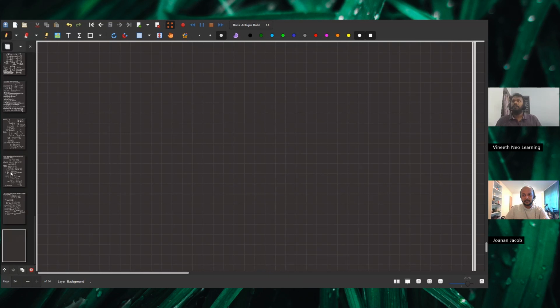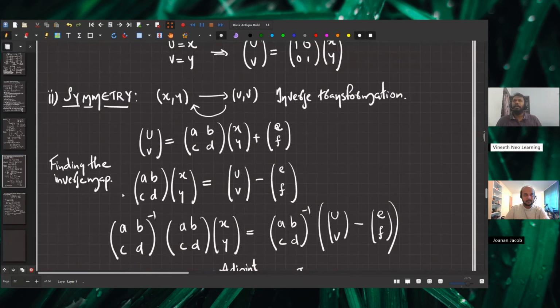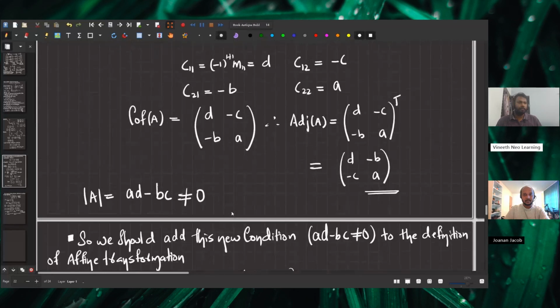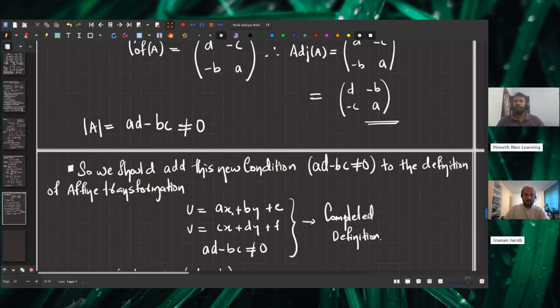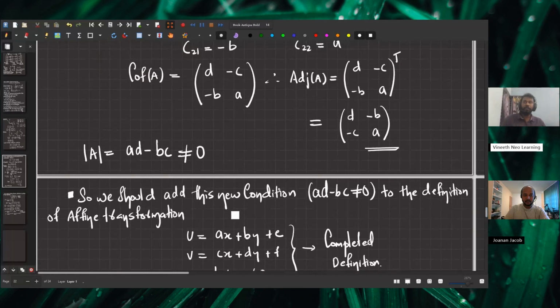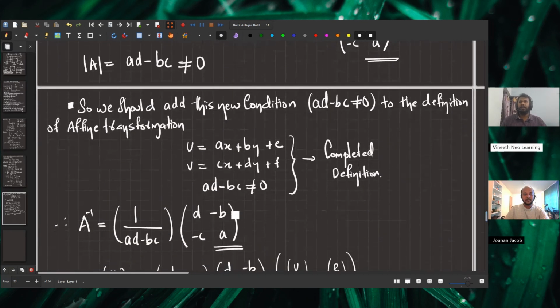Now this was the symmetry condition, and the condition for the inverse was this: AD minus BC not equal to 0. There should be an inverse for the transformation. That is, in order for the transformation matrix to have an inverse, its determinant should not be 0, and that condition is given by this equation. So we modified our definition by adding this condition also. This condition is a requirement for a transformation to be an affine transformation.